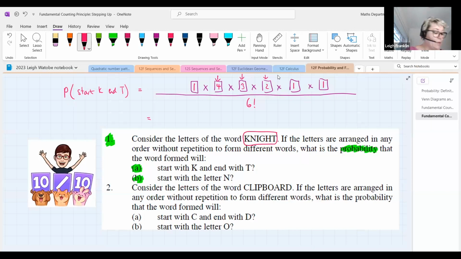Okay, so let's work out what that is. I'm getting 1 in 30. Does that make sense to everybody? Okay, because we're working with probability now. So we have to work out the number of ways that something can happen divided by the total possible number of ways. Are we all good with that?